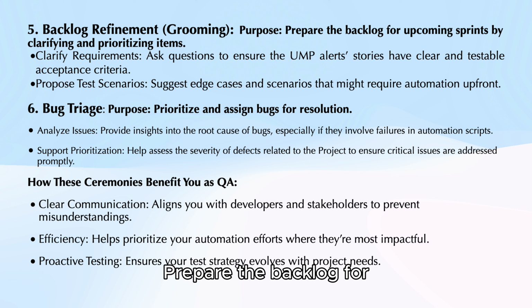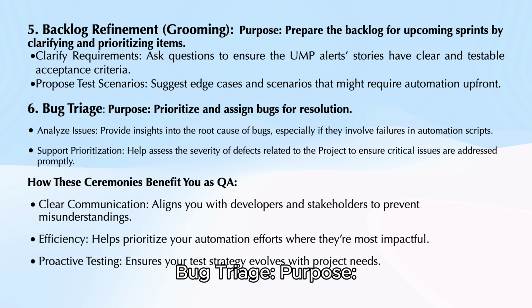5. Backlog refinement grooming. Purpose. Prepare the backlog for upcoming sprints by clarifying and prioritizing items. Clarify requirements. Ask questions to ensure the user stories have clear and testable acceptance criteria. Propose test scenarios. Suggest edge cases and scenarios that might require automation upfront.